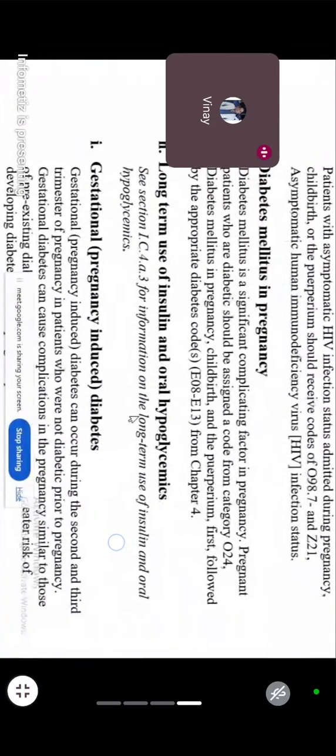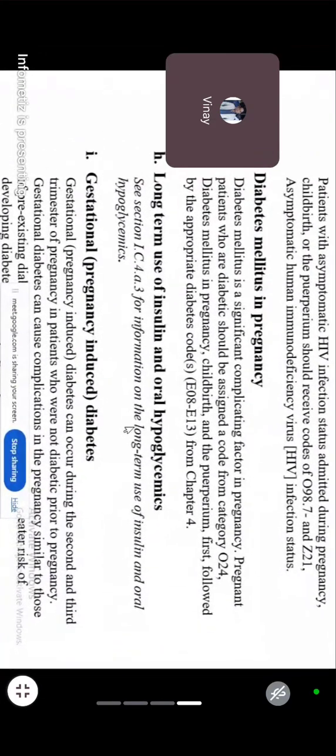Okay, so if it is pre-existing, is it type 2 always, or type 1 always, or secondary always, or it may be anything? It may be anything. How? They will specify it in the question. If they are not specifying, it's type 2 by default.